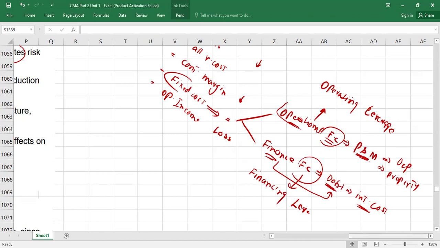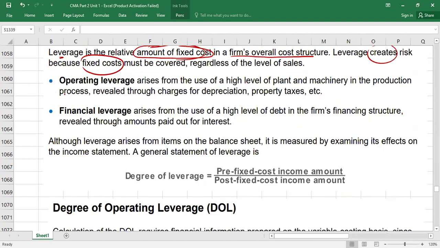These are the three points I told you so far. What does leverage mean? Leverage means the presence of fixed cost is your leverage. It creates risk. And we have two types of fixed cost. If it is relevant to operation, that is called operating leverage, and we will use operating leverage formulas to assess the risk. And if fixed cost is relevant to finance, that is called financing leverage. Understood? We will use financing leverage ratios to measure that risk. This is what is written here also. We have operating leverage, we have financial leverage also. Understood?